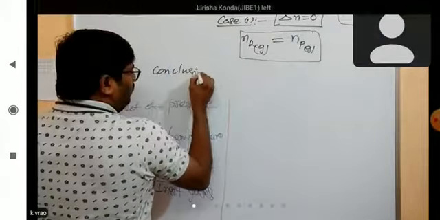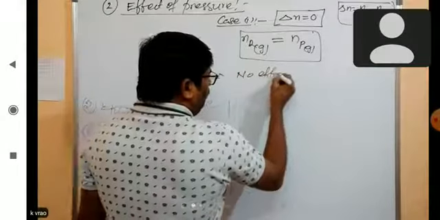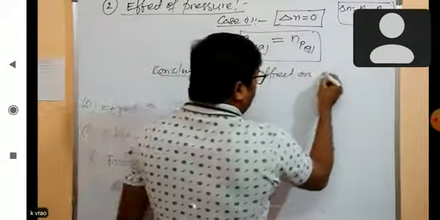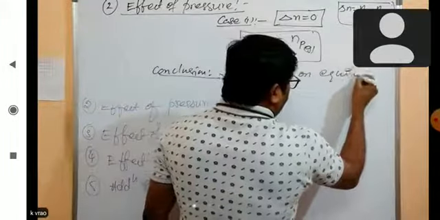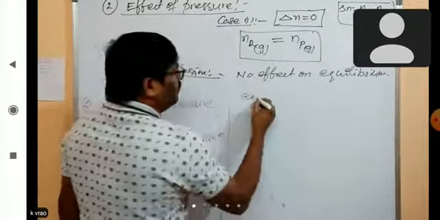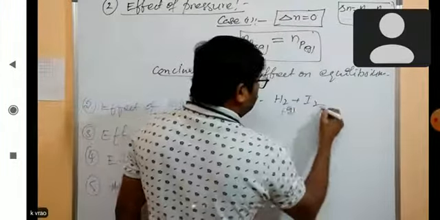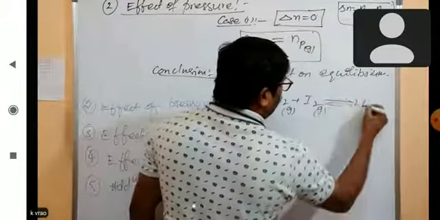Then the conclusion about this effect of pressure: delta n is equal to 0, so there is no effect on equilibrium. See the example H2 plus I2 gives 2HI.